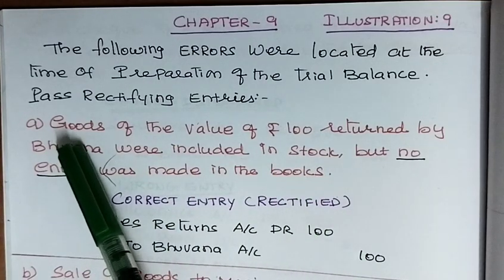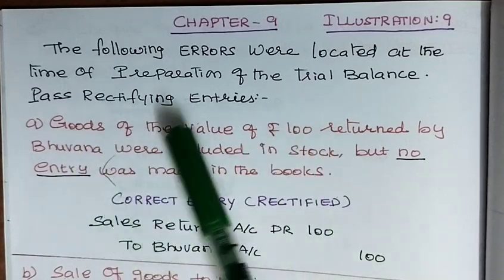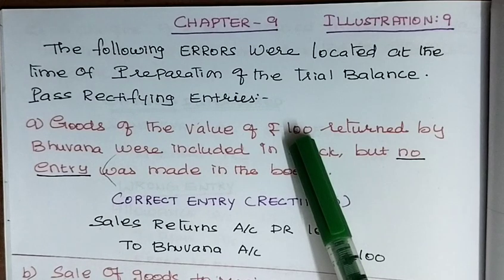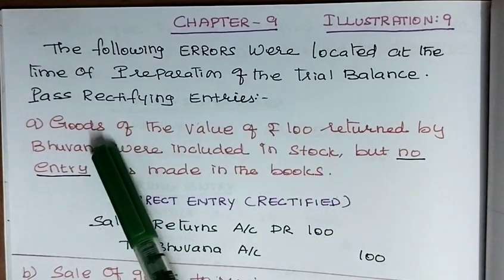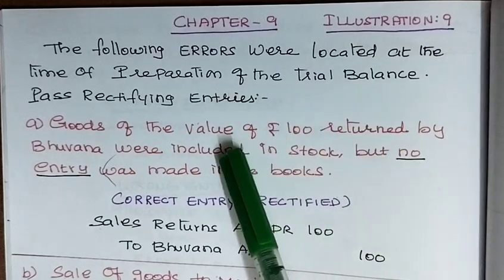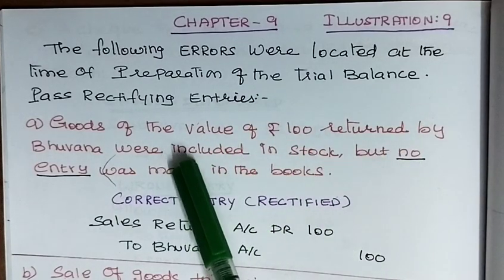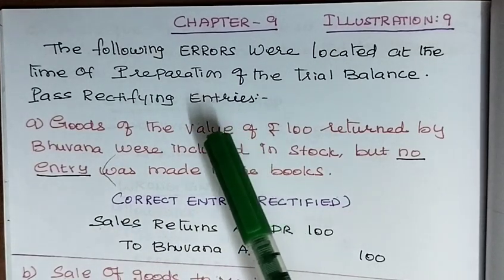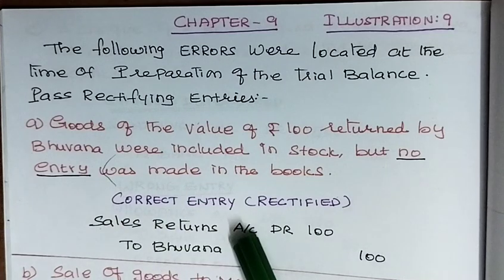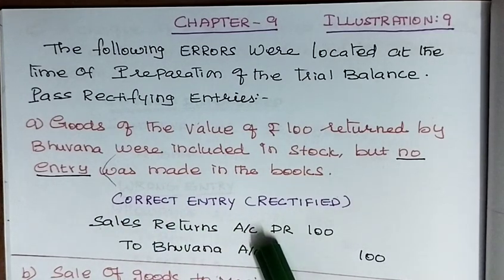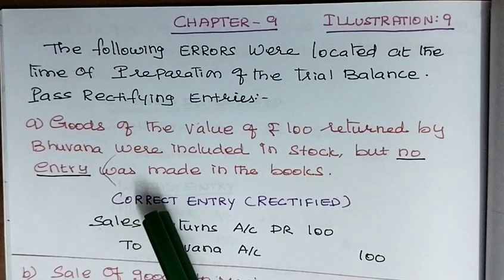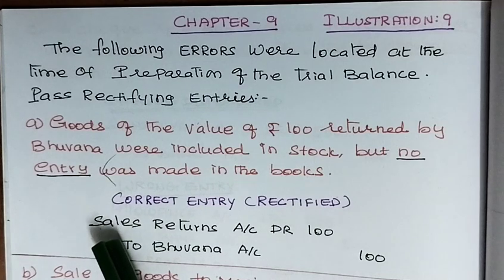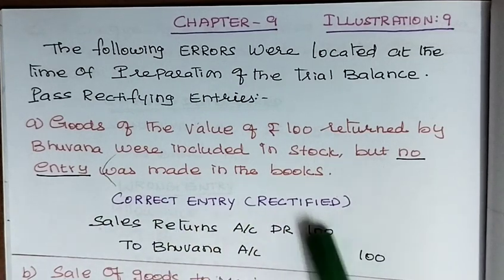Listen, a company sold goods to Bhuvana for ₹100. The goods were damaged, so Bhuvana returned the goods to that company. Okay, so that is the sales return. For that sales return transaction, an accountant omitted the sales return entry. So now we are going to enter this transaction, that is, sales return account debit ₹100 to Bhuvana account ₹100.